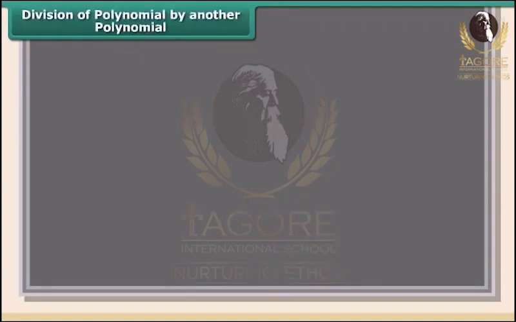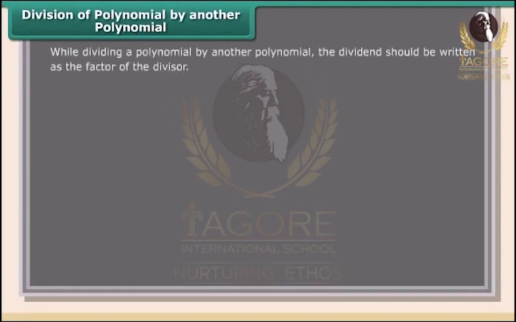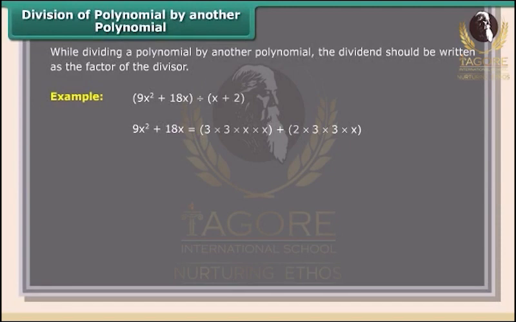Division of a polynomial by another polynomial. While dividing a polynomial by another polynomial, the dividend should be written as the factor of the divisor. Example, 9x square plus 18x divided by x plus 2. 9x square plus 18x is equal to 3 into 3 into x plus 2 into 3 into 3 into x, which is equal to 3 into 3 into x into x plus 2, which is equal to 9x into x plus 2.